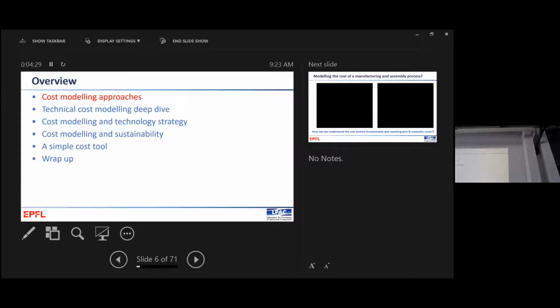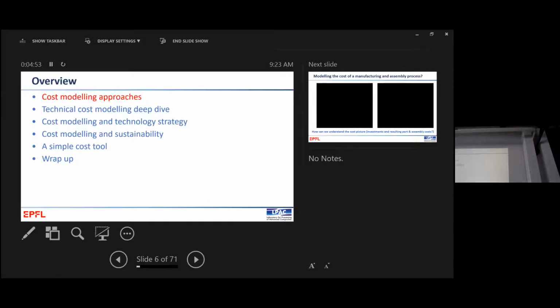So that's a quick introduction. Today we're going to look at cost modeling approaches. We're going to take a deep dive into technical cost modeling. We'll look briefly at cost modeling and technical strategy, just a short look. And then we're going to link cost modeling and sustainability together with a coupled cost model, life cycle analysis, and life cycle costing case study.